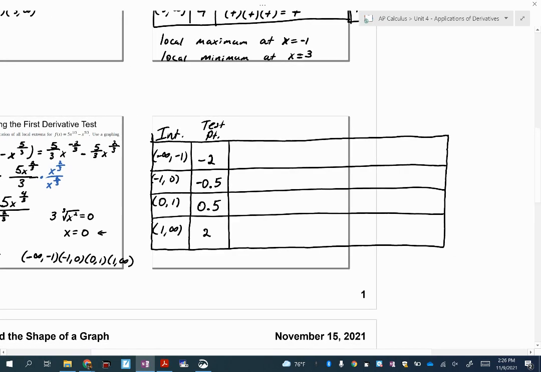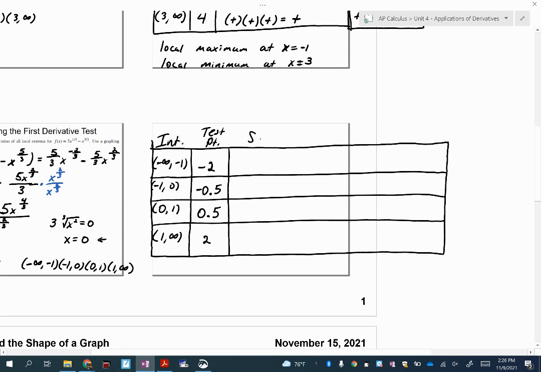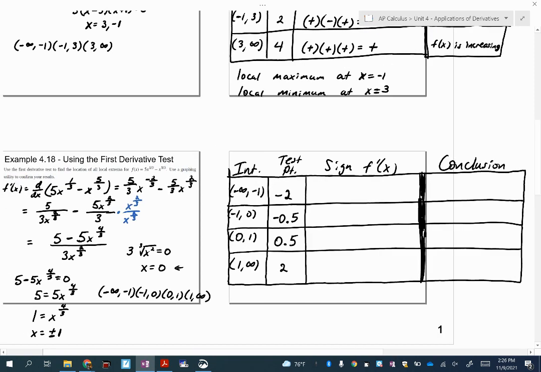Then I'm going to evaluate, remember the signage when I plug this in. So the sign, when I evaluate this at the derivative of my function. And my last thing is my conclusion. Okay, let me write down the derivative again so you know what I'm plugging into. The derivative of this function is 5 minus 5 times x to the 4/3 power all over 3 times x to the 2/3 power.